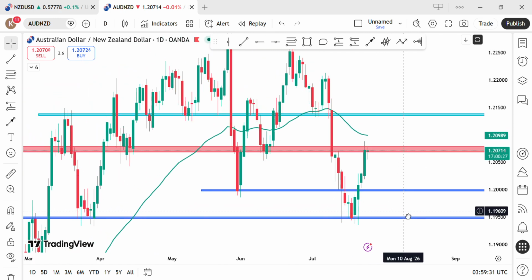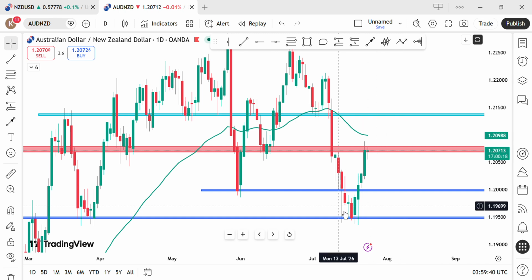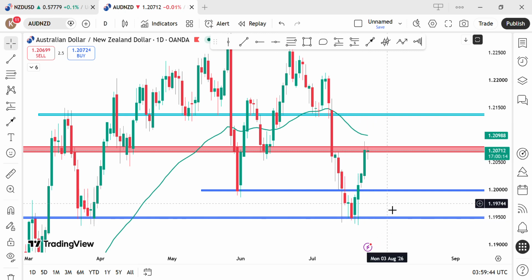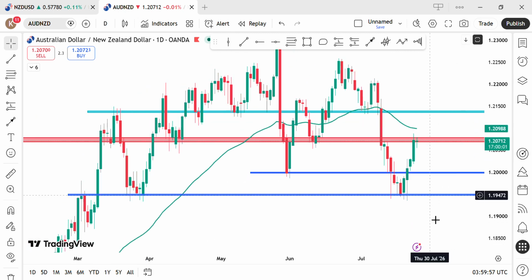We saw multiple rejections of this particular support level. We had rejection 1, rejection 2, rejection 3, and rejection 4. Shows that sellers tried 4 days to push below this level, but they couldn't. Buyers held the level strongly, so that gave us a bullish bias, unconfirmed.